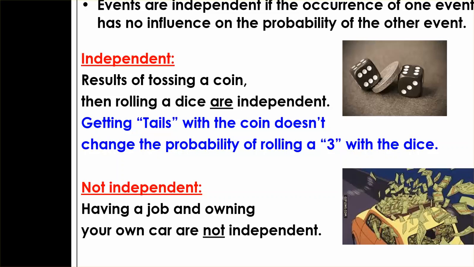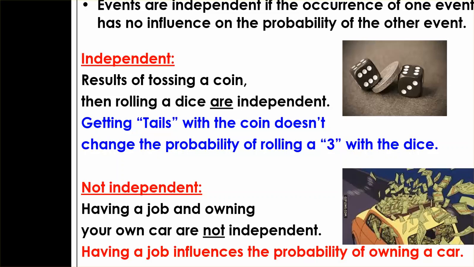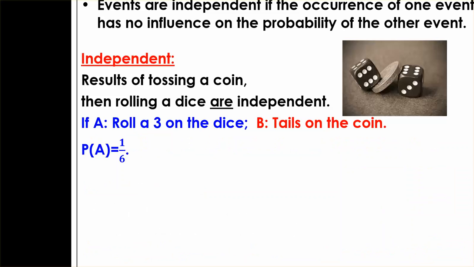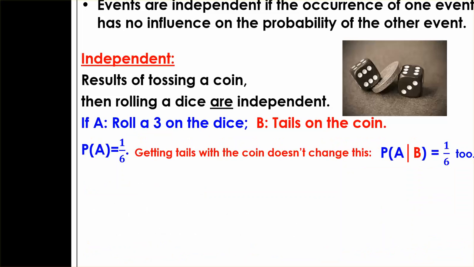An example of two events that would not be independent would be having a job and owning your own car if you're in year 13. Because having a job influences the probability of owning a car. And we know that generally if you have a job, you've got more money and you're more likely to own a car. So putting numbers on that, for independent events, the probability of rolling a 3 on the dice is 1 in 6. And the probability of rolling a 3, given that you just got tails on the coin, is still 1 in 6.